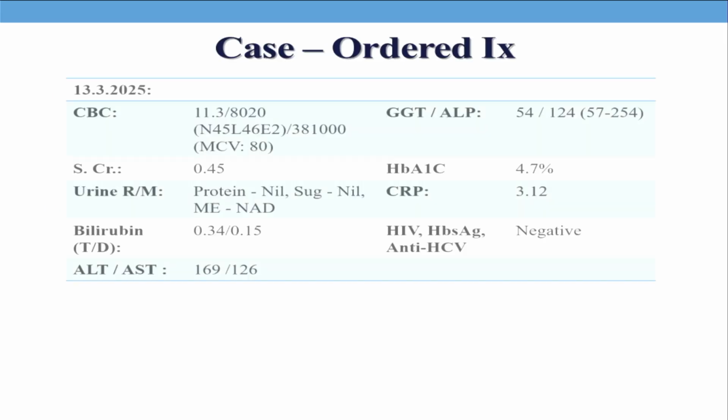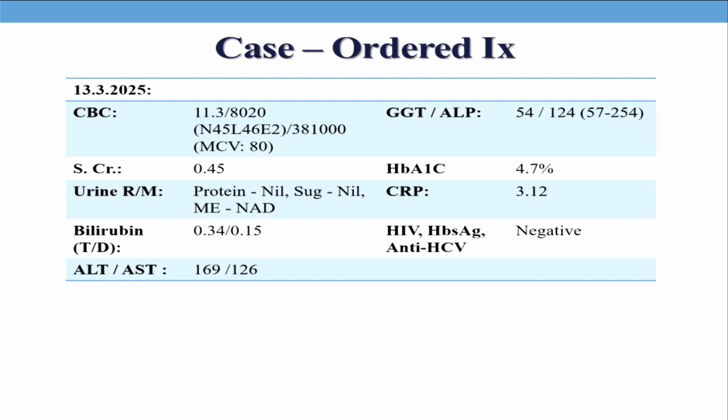So we investigated her on the visit. CBC was almost normal, creatinine and urine routine were normal, there was no icterus, bilirubin was normal, but still transaminitis was there, and ALT was more than AST. GGT was slightly elevated, ALP as per age was normal, and for other secondary immunosuppression, she was not diabetic and viral markers were negative. Even CRP was normal when she presented to us.